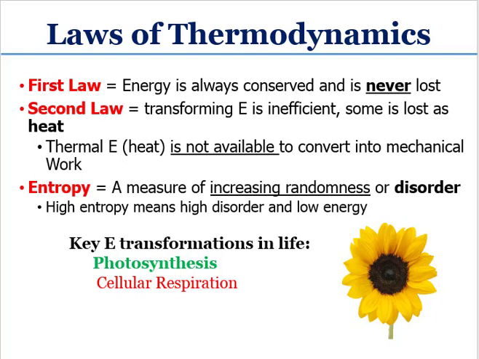The third law states that the organization of any system has a tendency to move into chaos or disorder. Entropy is a measure of increasing randomness in the universe. So the larger the number is for entropy, the more chaos and disorder there is.